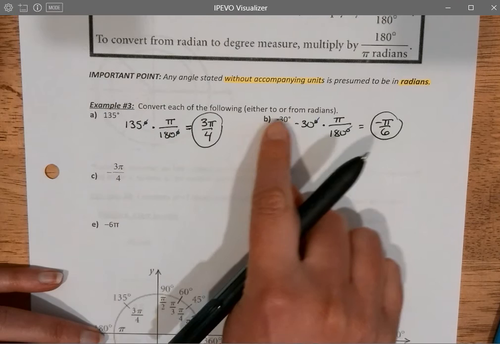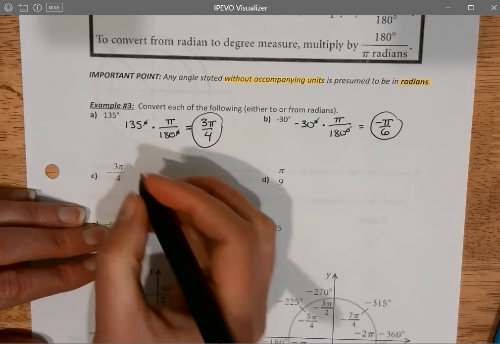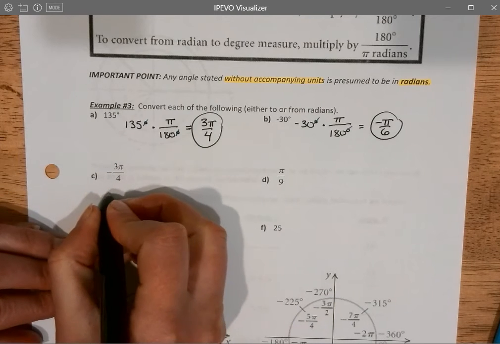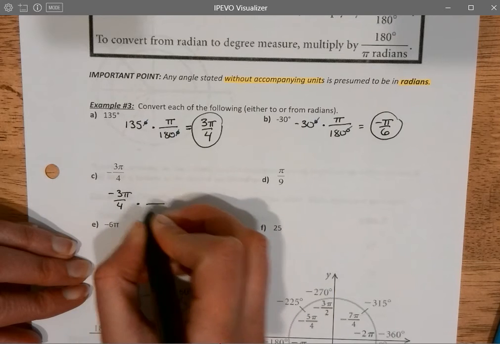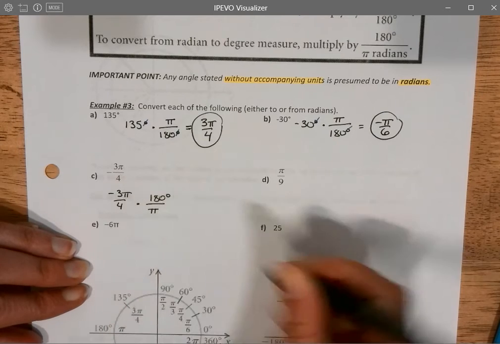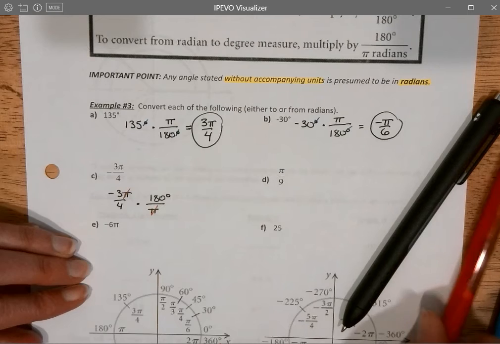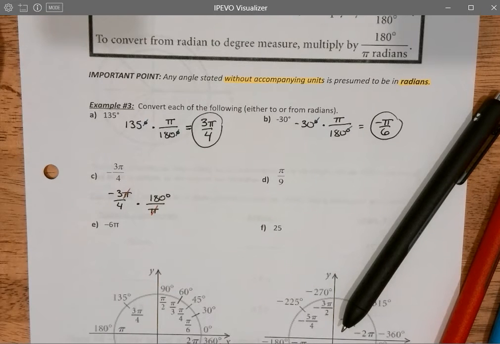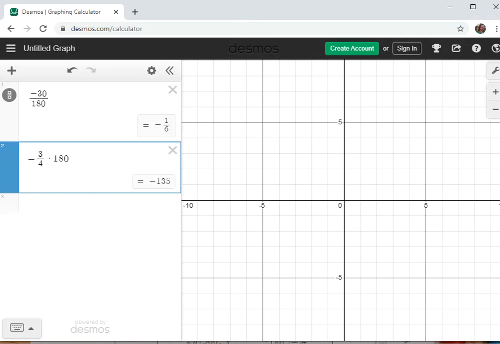Okay, so those were in degrees because I have the degree symbol. These don't have a symbol, so they're assumed to be in radians. So I'm going to convert them into degrees. So negative 3 pi over 4 times, now this is the reverse. It's already in radians, so I'm going to divide by pi radians and multiply by 180 degrees. I leave these things in terms of pi so that the pi's cancel, and then I can multiply negative 3/4 by 180. So that should give me, let's find out, negative 3/4 times 180 gives us negative 135 degrees.